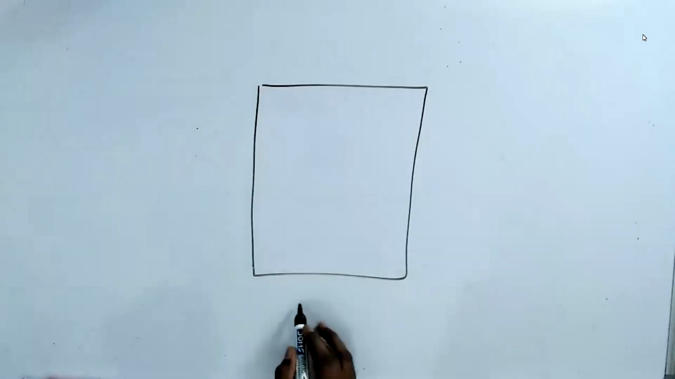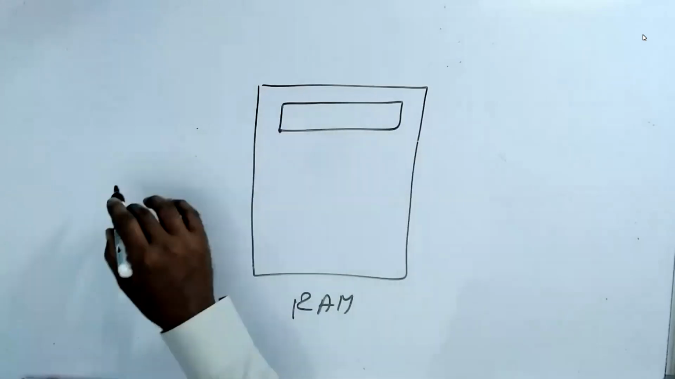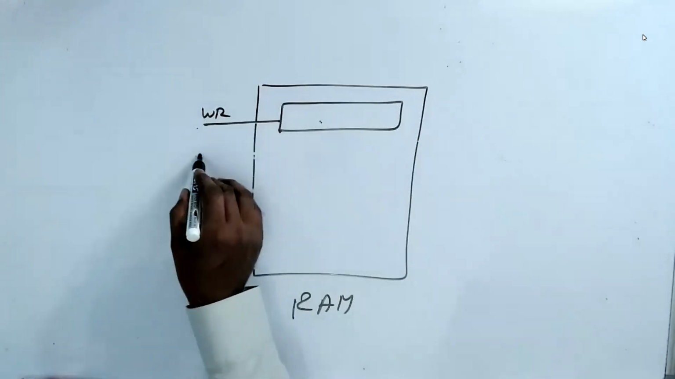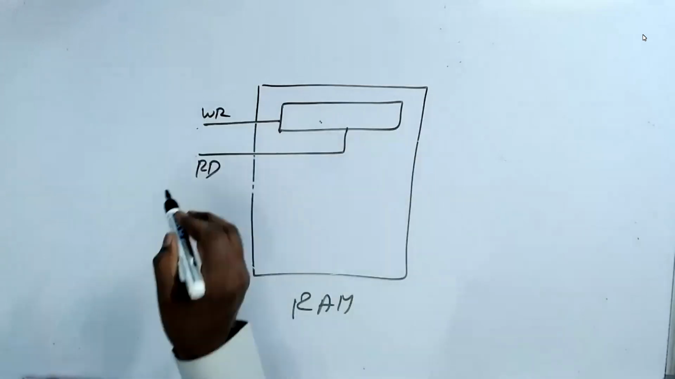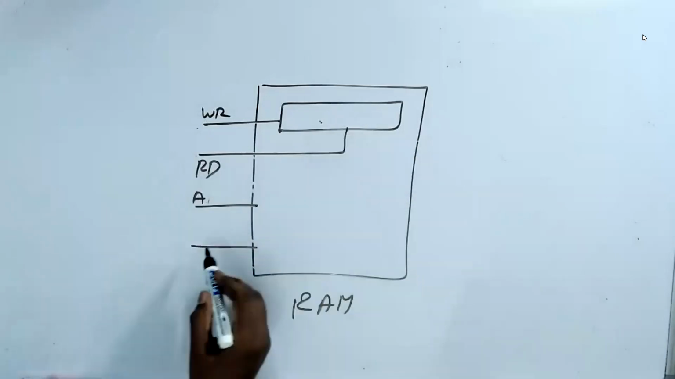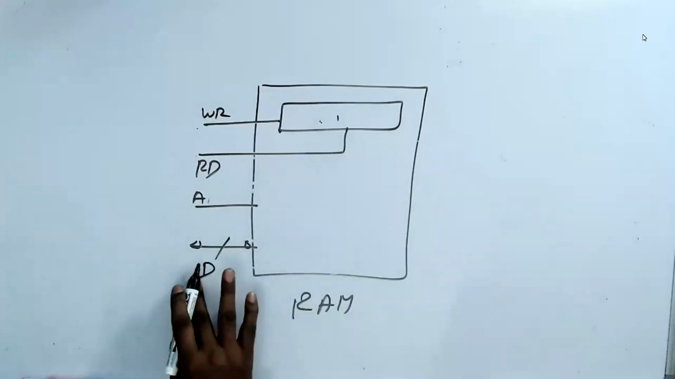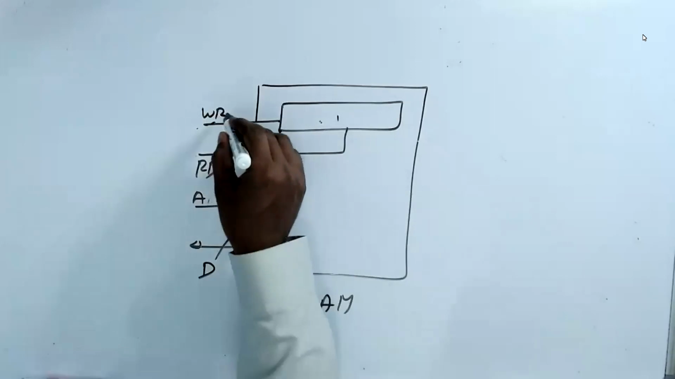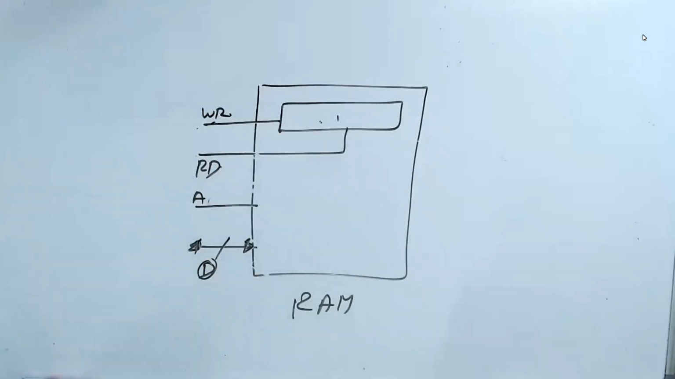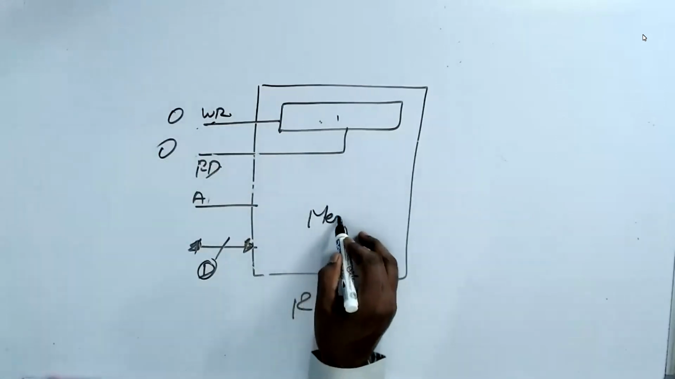A RAM means internally a D flip-flop. You can write by using a write signal. You can read by using a read signal. You can select it using the address. And you can read the data on these data lines. So the information comes through the data line. The write will control whether you're going to write or read. And if both of them are zeros, whatever you store will be there. That's why we call it memory.